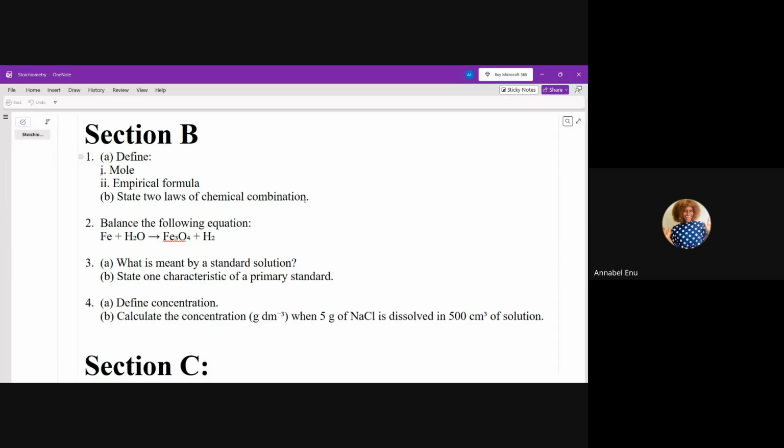Now for what a mole is, we can define a mole as the amount of substance contained in 6.02 times 10 raised to the power of 23 particles. So that is a definition based on Avogadro's number.